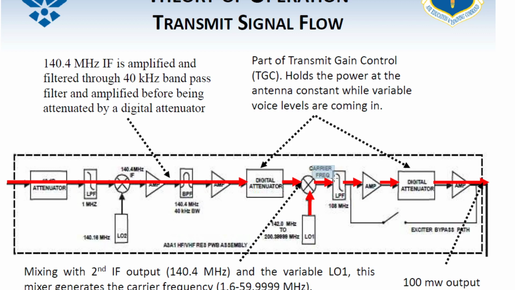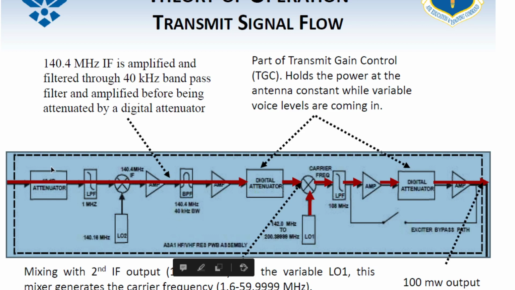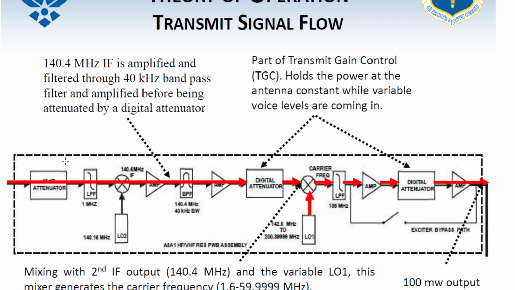Now, when we come out of this second mixer, we now have our carrier frequency. It is no longer an IF. Remember that. This is the only IFs we have in the radio. This is your second IF in transmit, 140.4 megahertz. Your first IF in transmit was what? What was the first IF in transmit? 140.16. Negative. That's an injection frequency. 140.4. Negative. That's your second IF.